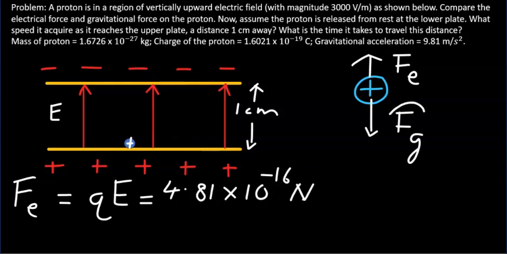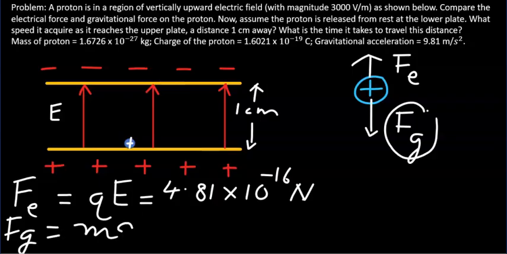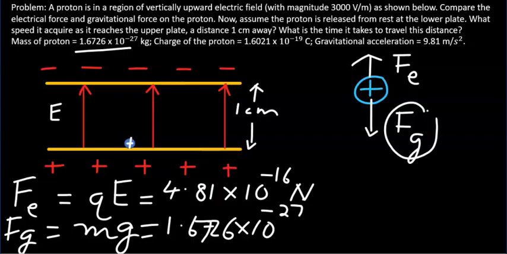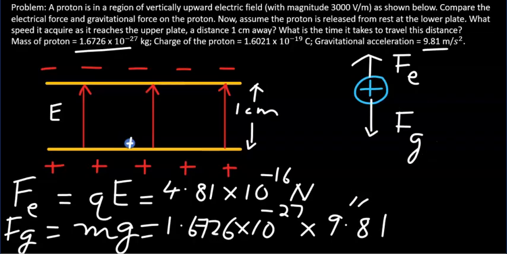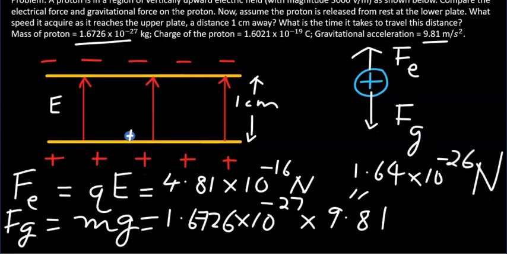Now let's calculate the gravitational force on that proton, namely its weight. That is given by the mass of the proton times gravitational acceleration. The mass of the proton is 1.6726 times 10 to the power minus 27 kilograms. g is 9.81, which will give you an answer of 1.64 times 10 to the power minus 26 newtons.